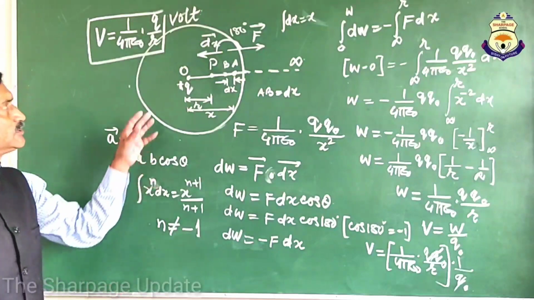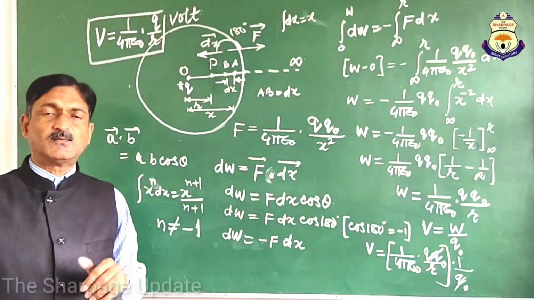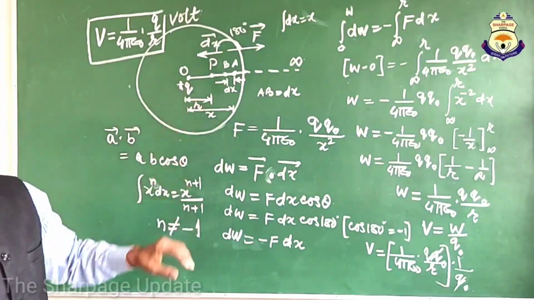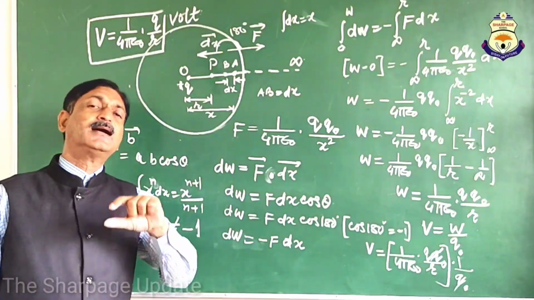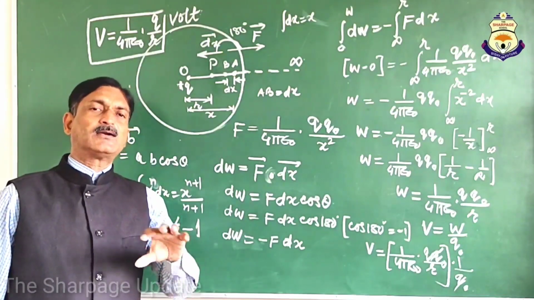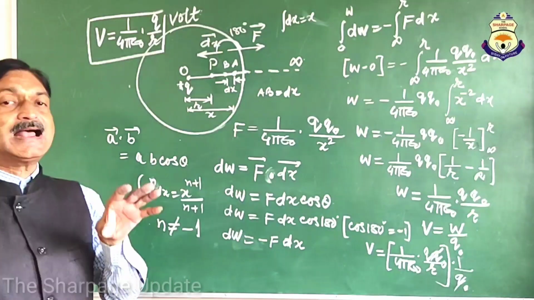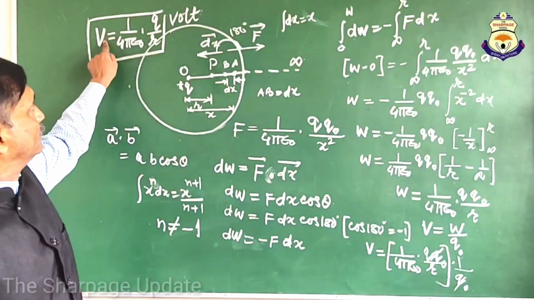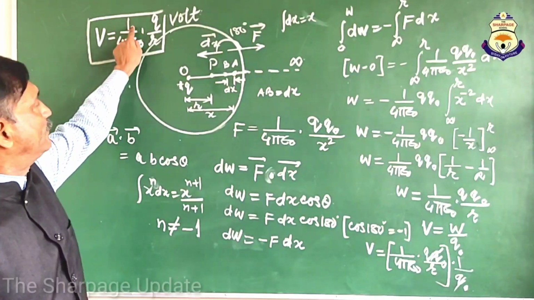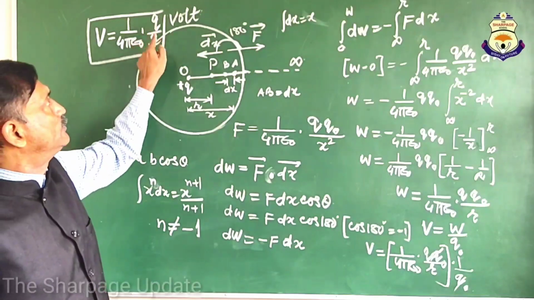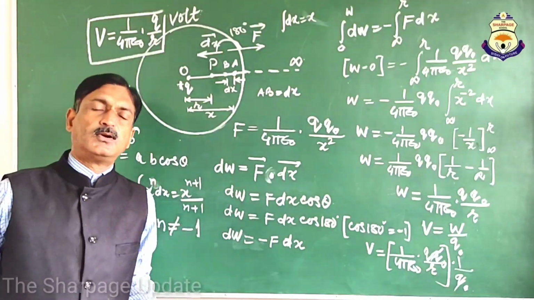So this is the expression for electric potential in SI system when the source charge, this charge plus Q, is kept inside the medium of air or vacuum, and all the measurements are taken in SI system. Expression will be V equal to 1 upon 4 pi epsilon 0 into Q upon R volt.